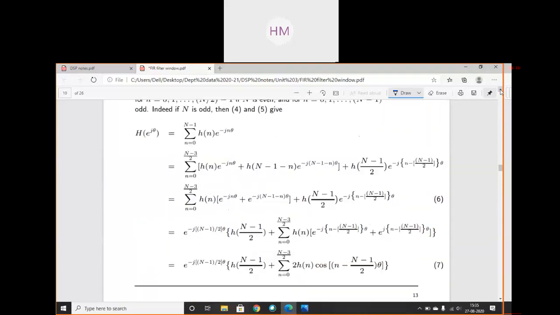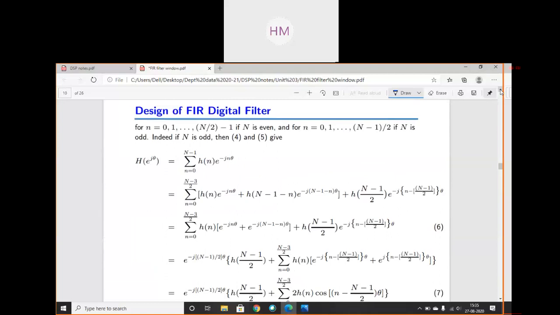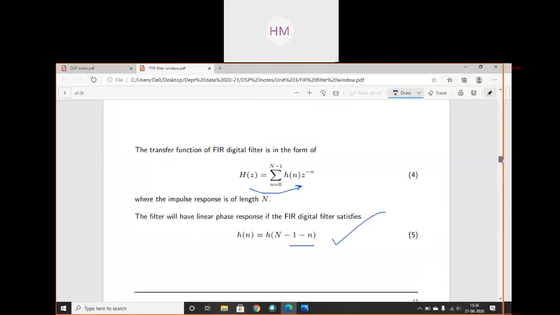Now we will just derive an equation. From that we will split or simplify this equation to get a few terms. So for small n = 0, 1 till N/2 - 1 if N is even, and for n = 0, 1 to (N-1)/2 if N is odd, we are splitting the signals into evens and odds. These are my equations 4 and 5.